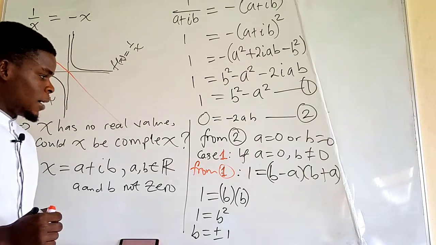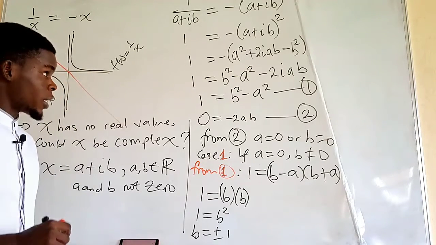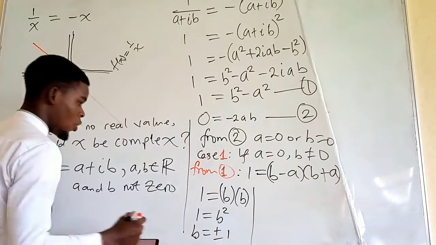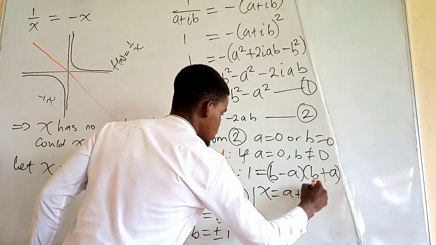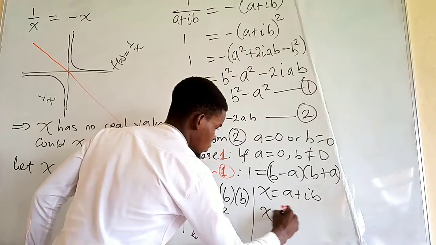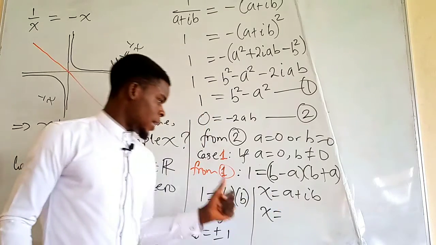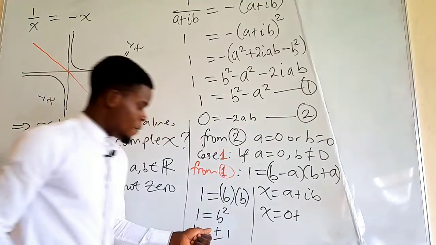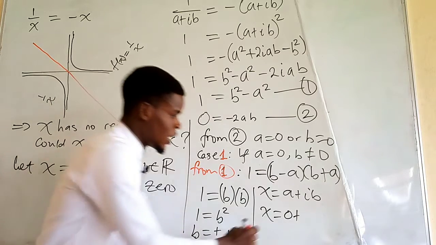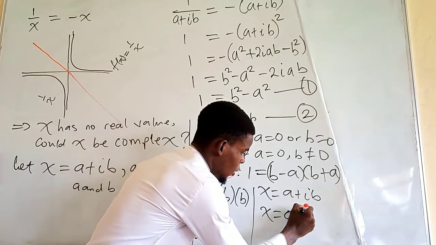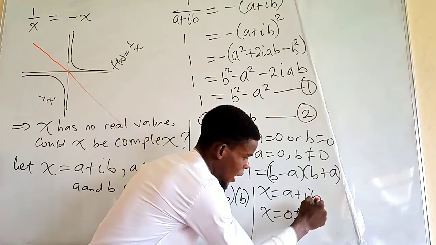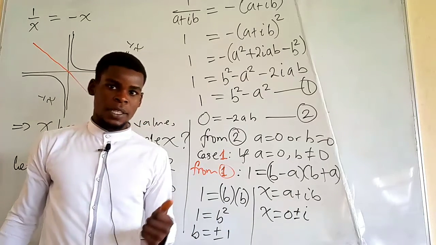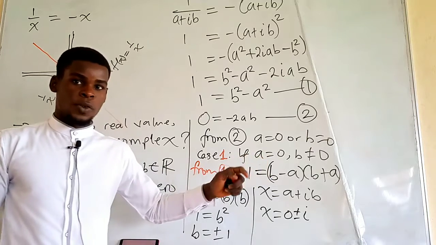So we can just test these values. Plug it in to X and we're going to get something nice for X. We record that X is equal to A plus IB. That means that X is going to be equal to 0 for A, if A is 0 and B is non-zero, plus B which is positive or negative 1. That is I times 1, which is just I. So X can either be a positive I or a negative I. That is when we take A to be 0 and B to be non-zero.